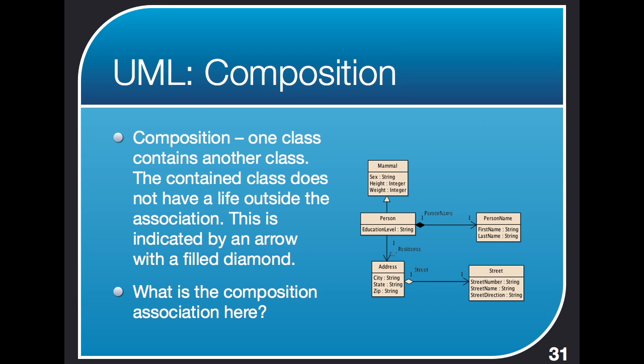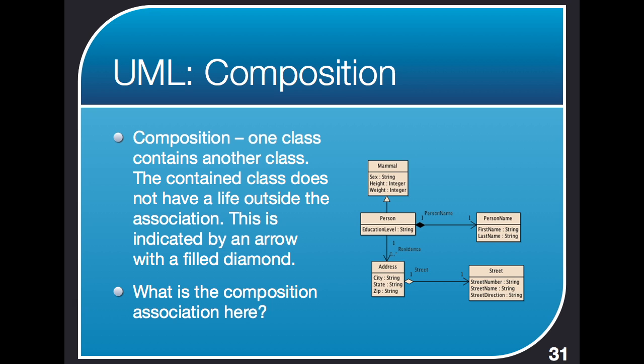Composition is one way in which UML shows where one class contains another class. Classes contain attributes, chunks of data, but they can also contain other classes, and it represents that with an arrow with an open head, as opposed to the closed head for generalization. Now for composition, the contained class does not have a life outside of the association. Its existence only makes sense in the context of it being inside the thing it composes. So in this case, what's the composition?